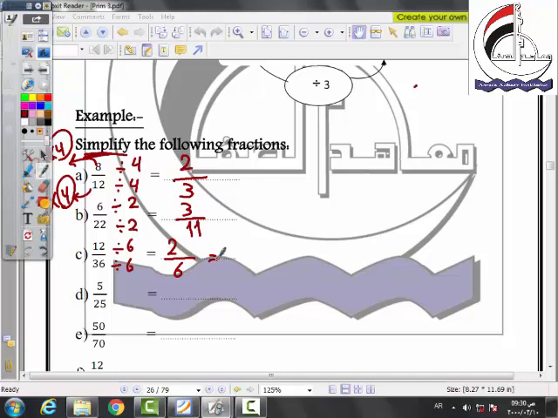What is the meaning of simplest form? Simplest form means the numerator and the denominator haven't any common table. Okay? Here, 2 and 6 have a common table, table 2. We can divide by 2, up and down. 2 divided by 2 equals 1. 6 divided by 2 equals 3. Here, do we have any common table between 1 and 3? No. Then 1 over 3 is the simplest form of 12 over 36. Okay?